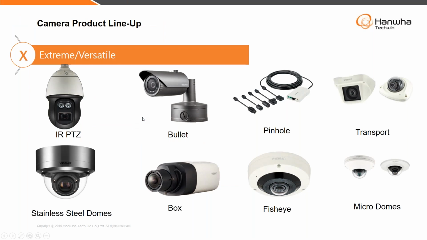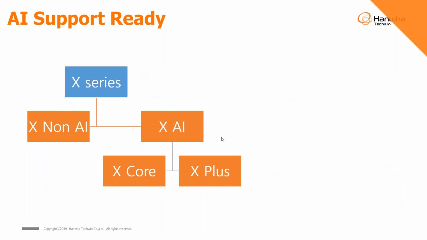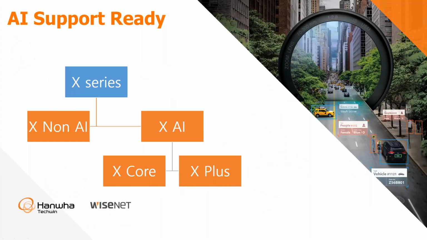You have an ATM option, a pinhole option, a fisheye option, long range IR, PTZ with IR and without IR, with Viper PTZ, stainless steel body, microdomes, transportation cameras for taxis and cars. So you can find almost every type of camera in X series, from small standard projects to high-end critical security projects. Okay, and you will have two options, with AI or without AI.